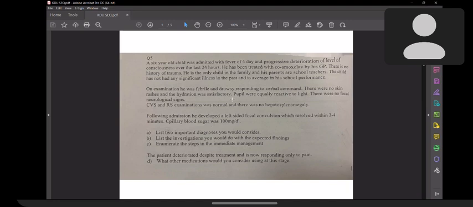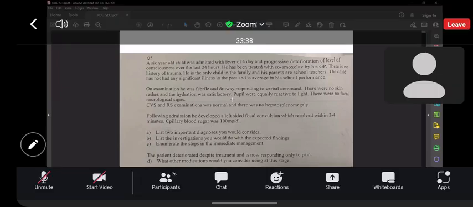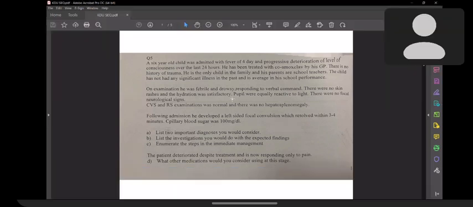There is no history of trauma. So that is significant, no trauma. So traumatic reasons for a deterioration of level of consciousness, such as intracranial hemorrhage, subdural, intracerebral or subarachnoid, are probably ruled out. He is the only child in the family, and his parents are school teachers. So implying that it is a well-cared-for child, and intracranial hemorrhage due to non-accidental injury is very, very unlikely in such a social background.